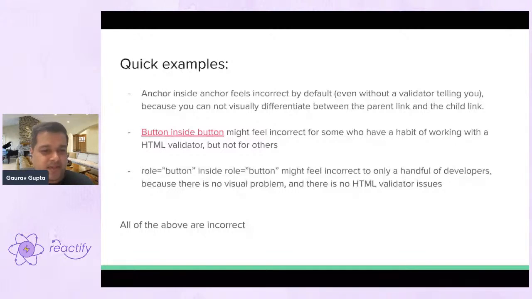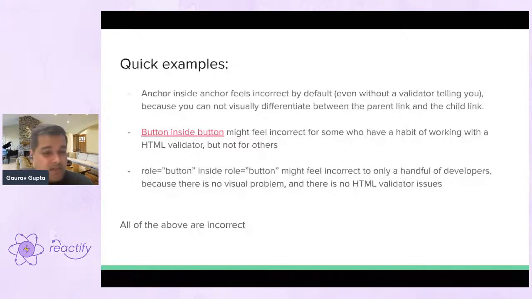So for example, button inside button might feel incorrect for some people who have a habit of working with HTML validators or who already have some context about accessibility. But for newer developers, it might not mean anything. They might be nesting button inside button, especially with component based frameworks where you do not know what the parent component markup looks like, right?